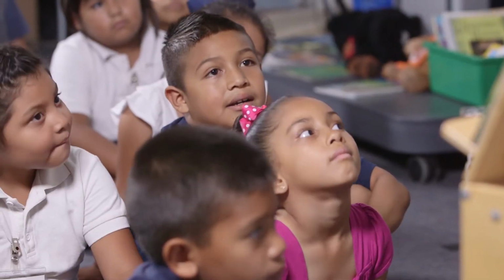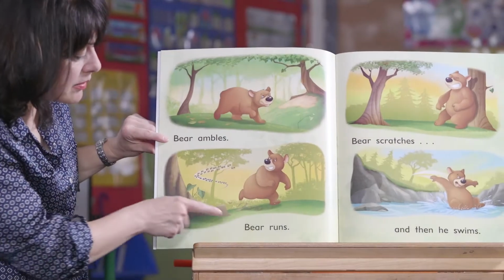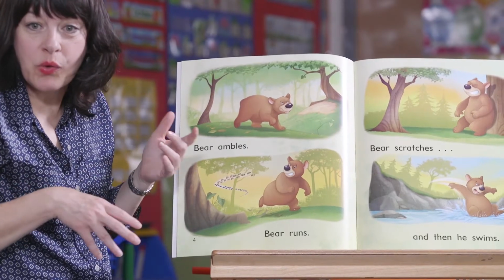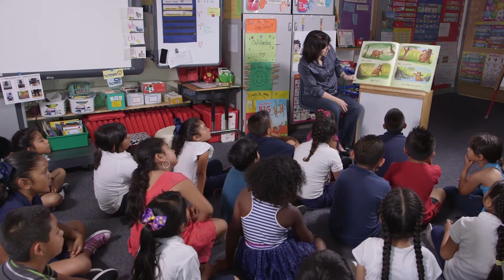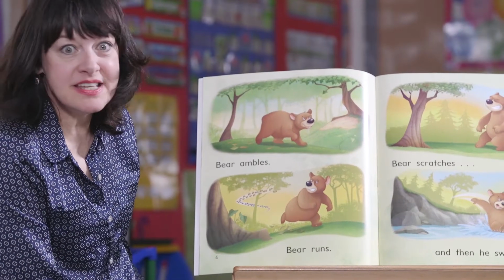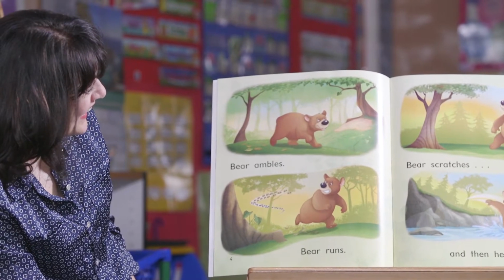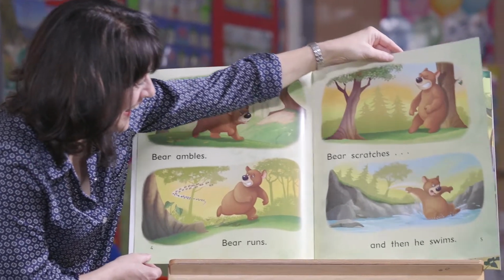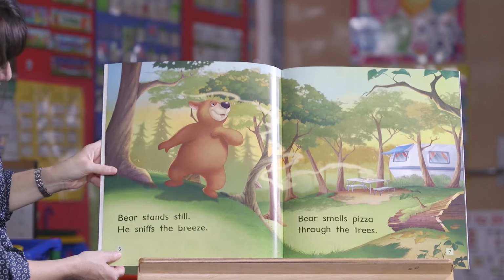Now, I'll read this one to you this time, okay? So you enjoy the story. Bear ambles, bear runs. Ambles means when he moves along really slowly. Bear ambles, bear runs. Bear scratches, and then he swims. Yeah, swimming is good. He jumped in the water. It's because the bees stung him. That's why he's in the water and he's scratching. Yeah, you think so? Yeah.